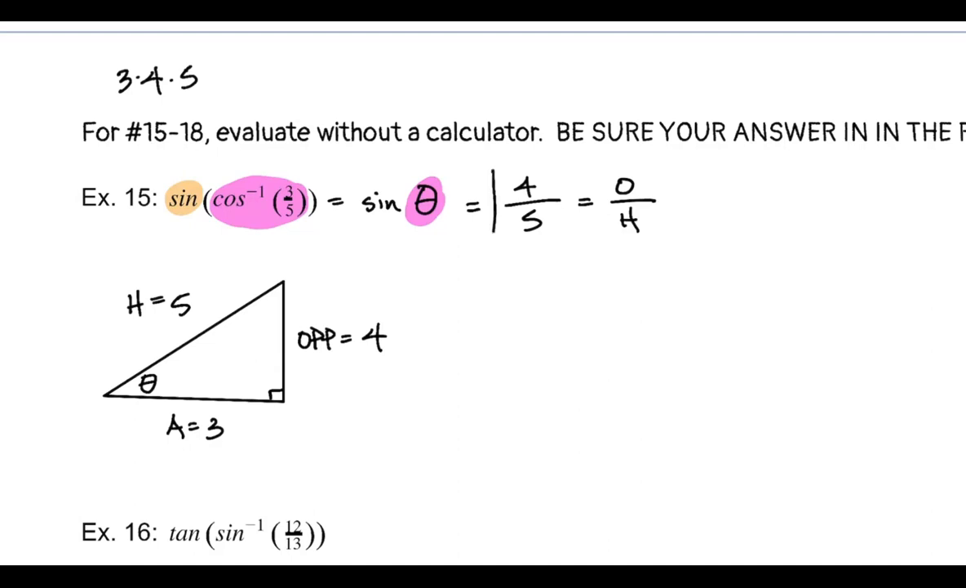Okay. So it turns out the answer to this question is 4/5. All right. And we did that by drawing a picture with the inside part, and then using what we know about SOHCAHTOA to answer the outside part.